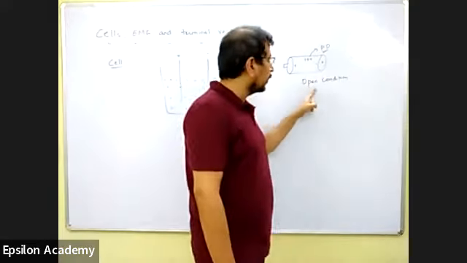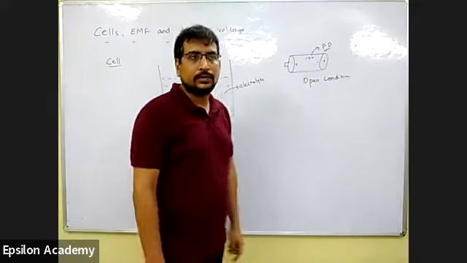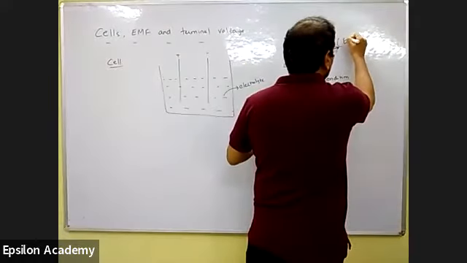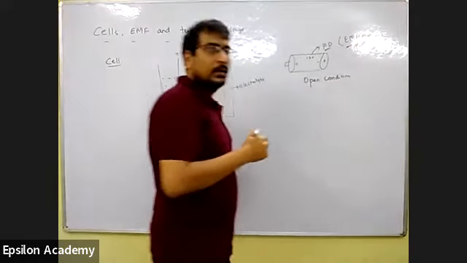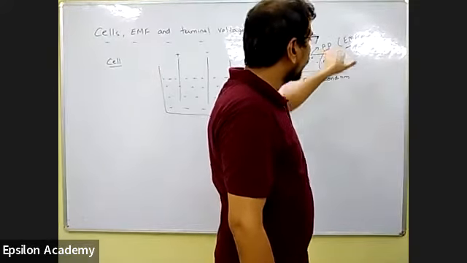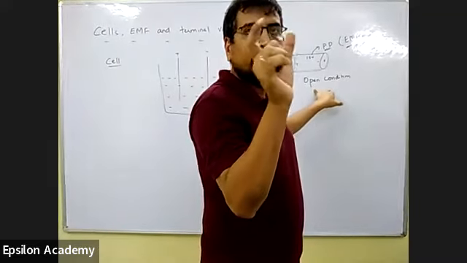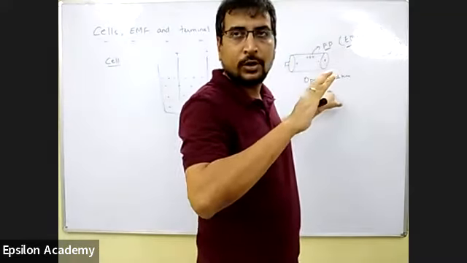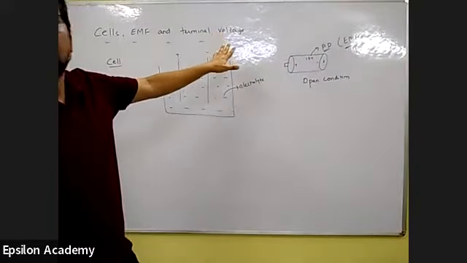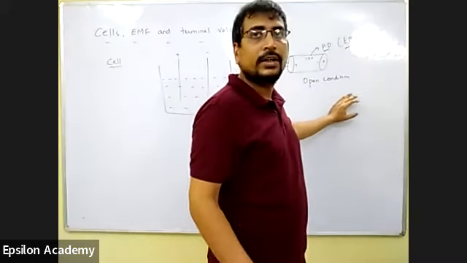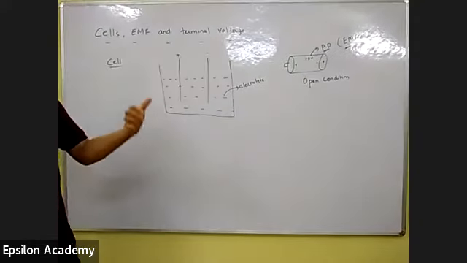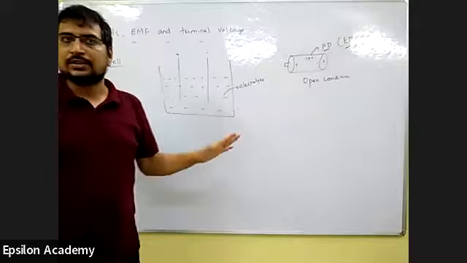So in this open condition, if you are able to measure the potential difference, it is actually not called potential difference, rather you call it EMF. To put it in simple terms, if you measure the potential difference of a particular circuit in open condition, that value is not called terminal voltage. I'll come to that. We call it EMF. So EMF is the potential difference in open condition.